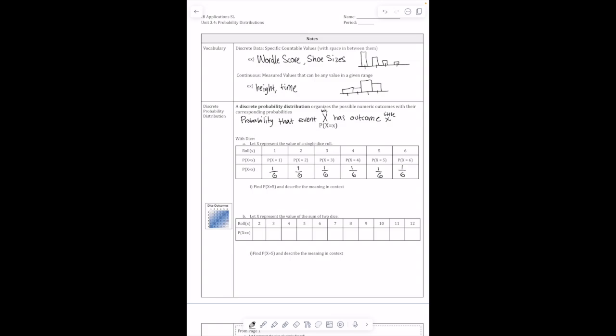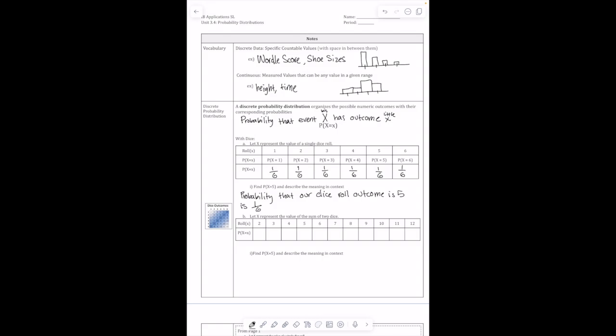Here, when it says find P of X equals 5 and describe the meaning in context, to translate that, it would be the probability that our dice roll outcome is 5. So the probability that our dice roll outcome is 5 is 1/6. We should expect that 1/6 of the time we roll a 5.